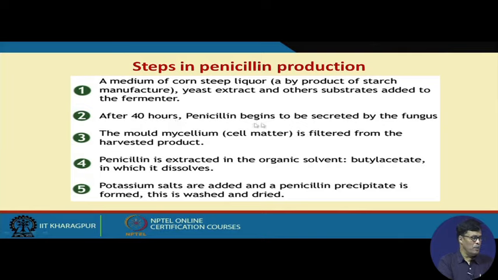After 40 hours, penicillin begins to be secreted by the fungus. The mold mycelia is filtered from the harvested product, and the penicillin is extracted into an organic solvent, butyl acetate or amyl acetate, in which it dissolves, and potassium salt is added so the penicillin precipitates, which is washed and dried. Let me tell you how it really happens. After the fermentation is over, which takes about 5 to 6 days, we take out the fermentation broth and separate out the cells using the rotary vacuum filter. Then the filtrate contains the penicillin. Penicillin is recovered using the solvent extraction process.